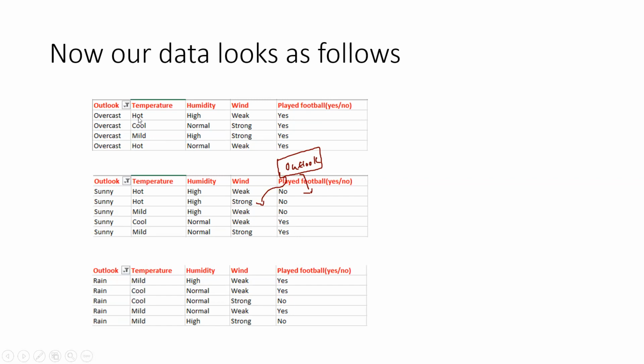For overcast, what are the values of temperature, humidity, and wind? Cool, normal, strong, yes. Mild, high, strong, yes. Hot, normal, weak, yes. So this is what it is.